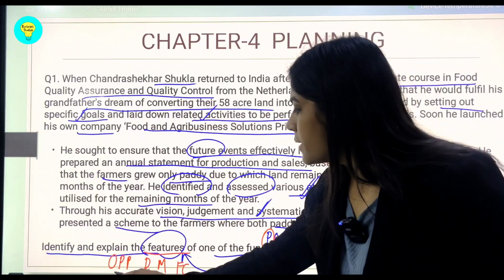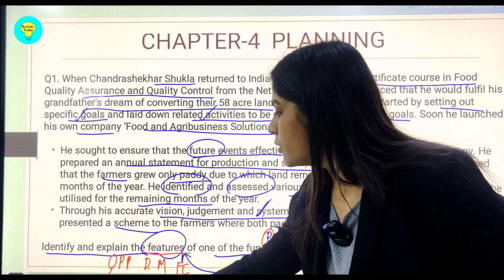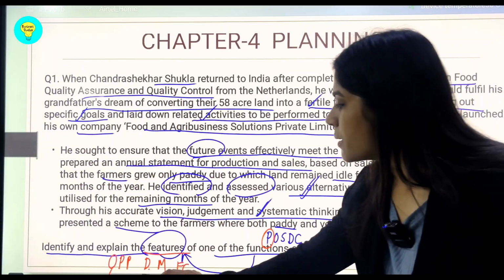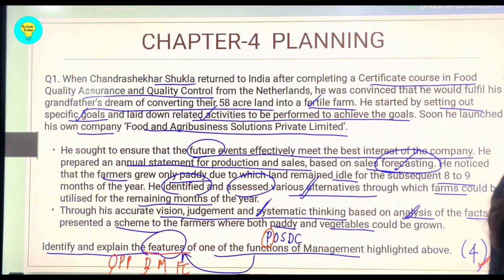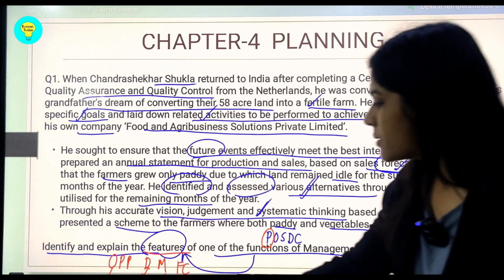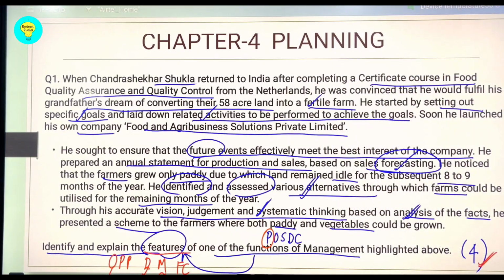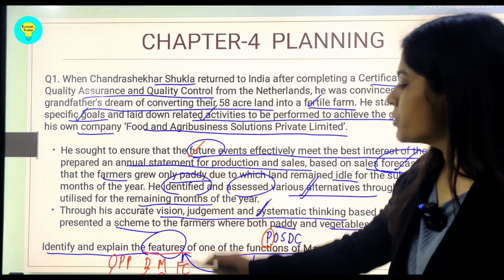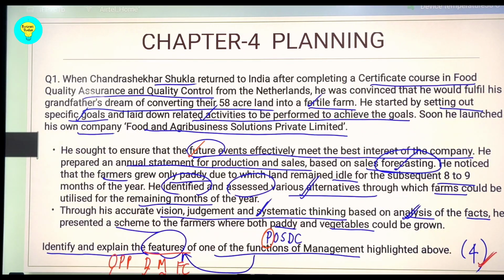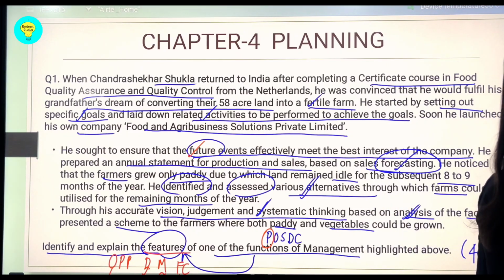So we can say that yes, Mr. Chandrasekhar was setting objective, we can choose this one. He was also taking some decisions, because finally he has come up with a suitable scheme for the farmers and he has presented a scheme to them to grow paddy and vegetables together. Similarly, he was doing a mental exercise, because planning is nothing but a mental exercise, and it was also related to future. So we can talk about this point as well. Continuity is also inherent in this function, but 4 most prominent points you can choose, students, which has been talked about in this particular case study.